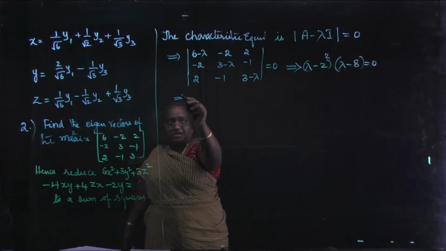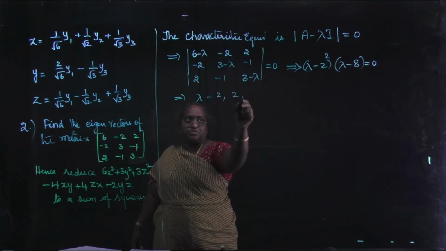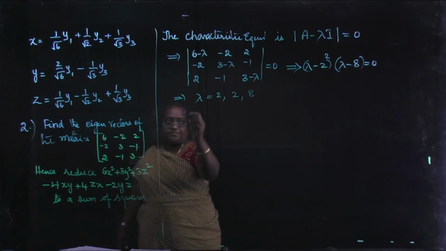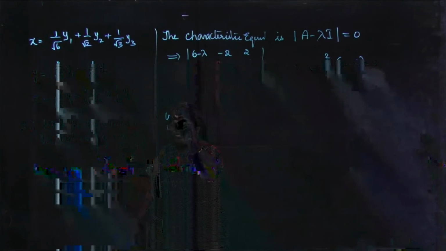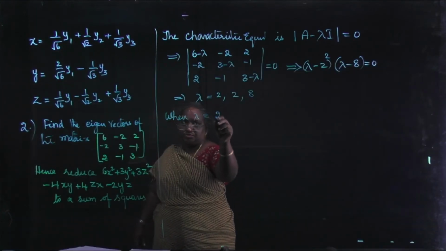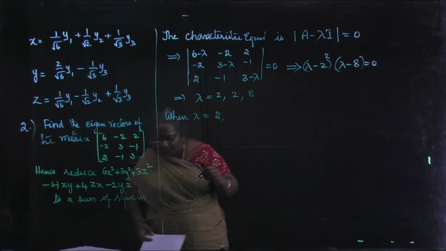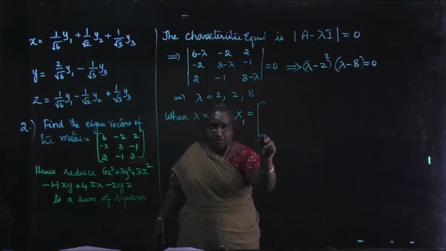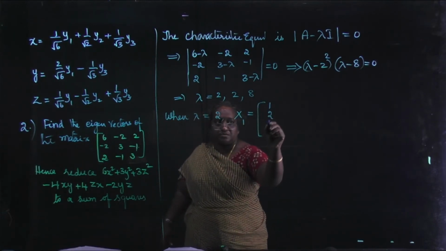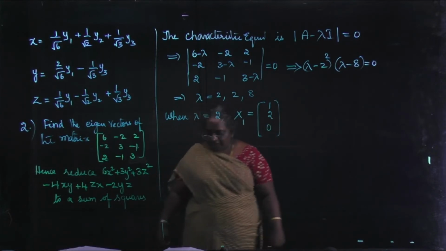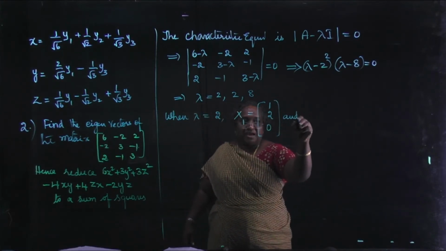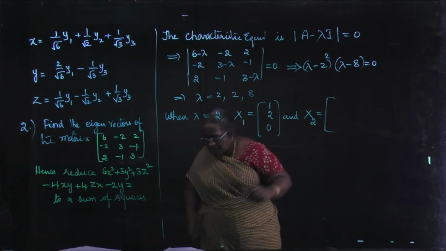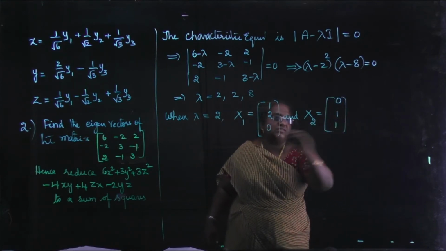So what are the eigenvalues here? Lambda is equal to 2, 2 and 8. So here we have two eigenvalues same. So what is the next step? We have to find the eigenvectors. So when lambda is equal to 2, what are the eigenvectors? We know the process how to find. So these will be the corresponding eigenvectors. x1 is 1 2 0. Next, for a single value of eigenvalue, here we got two eigenvectors, x1 as 1 2 0, x2 is 0 1 1.